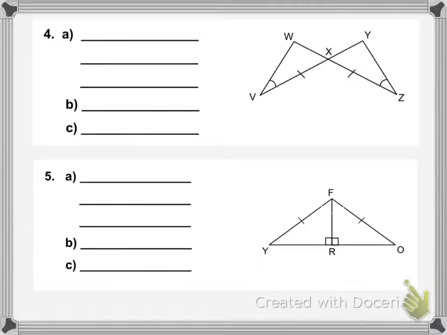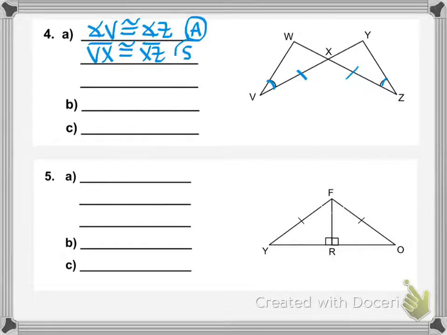In this triangle on 4, I immediately see this pair of angles that are congruent. Angle V is congruent to angle Z. I'm going to put an A off to the side because those are both angles. I also see these two segments that are congruent. So segment VX is congruent to segment XZ. And that's a pair of sides, so I'm going to put an S for sides.